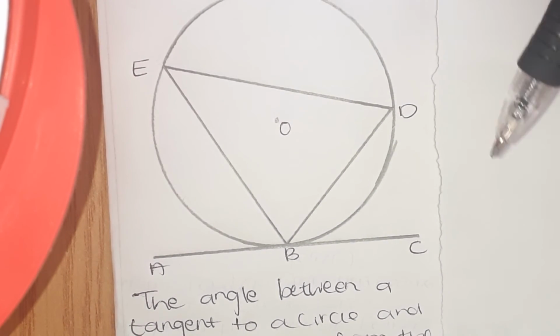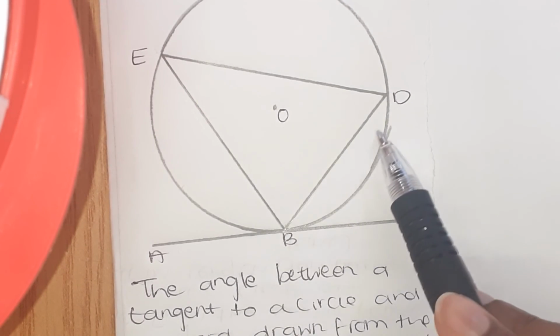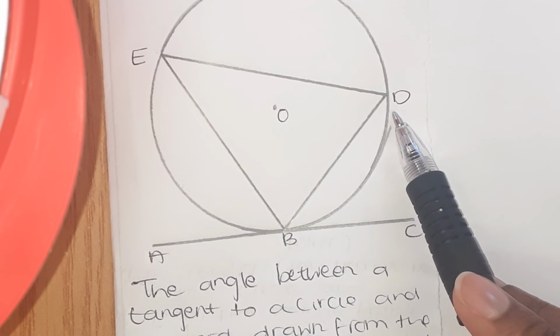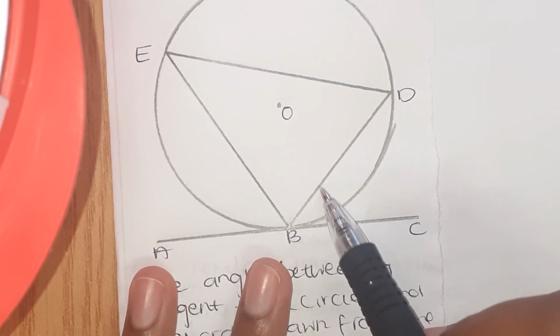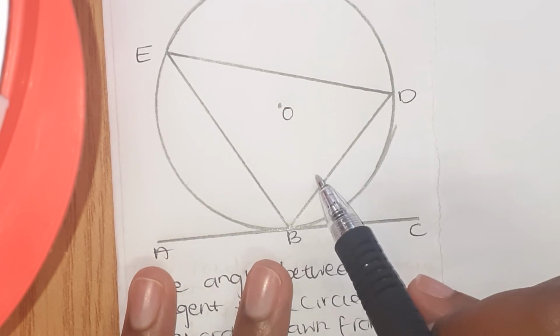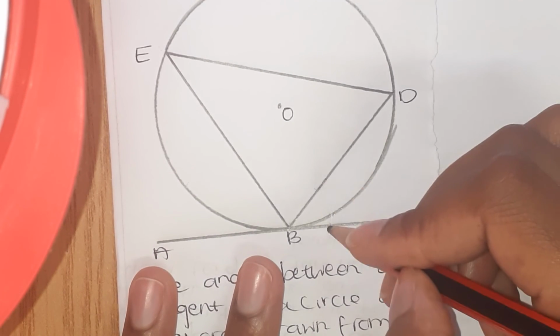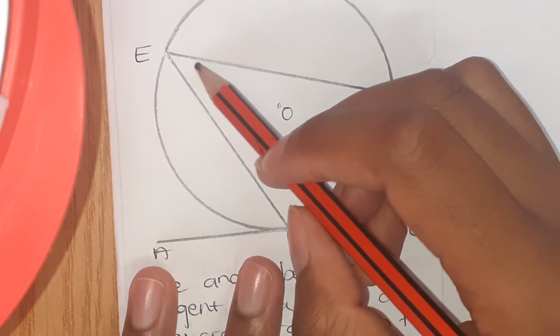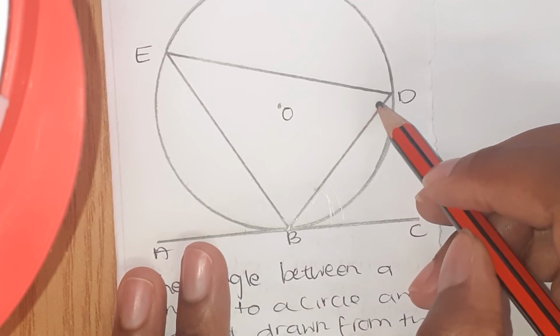So this says the angle between a tangent and a chord to a circle drawn from point of contact is equal to the angle in the alternate segment. So what you have to know is that this angle here is equal to this angle. You see it's facing this, so it's equal to this angle. This angle between the tangent and the chord is equal to this angle, and this angle here between the tangent and the chord is equal to this one.